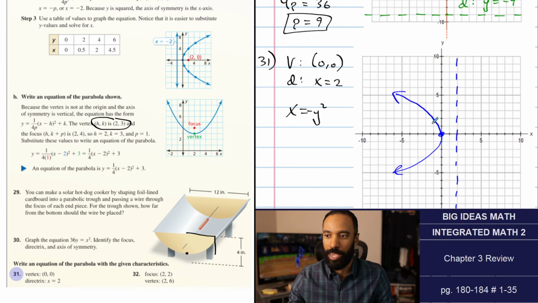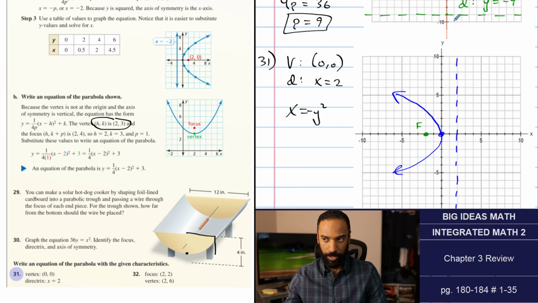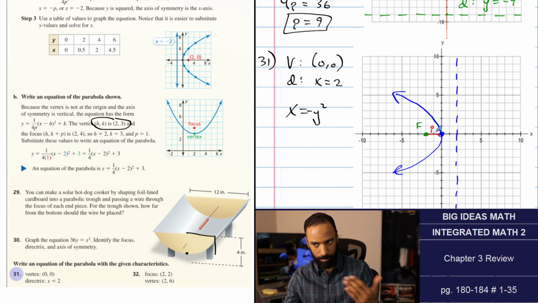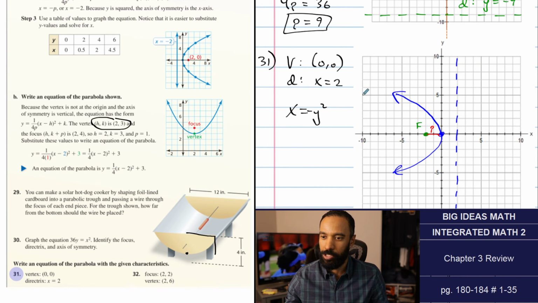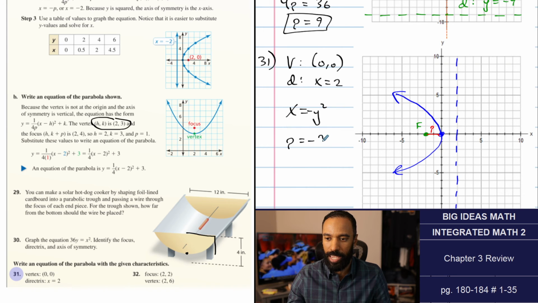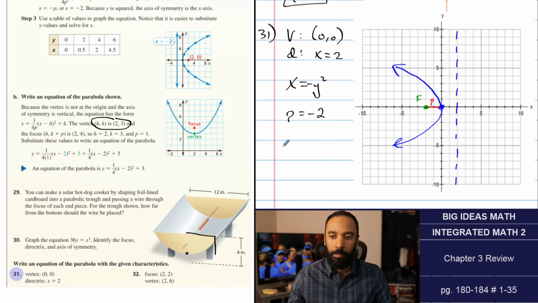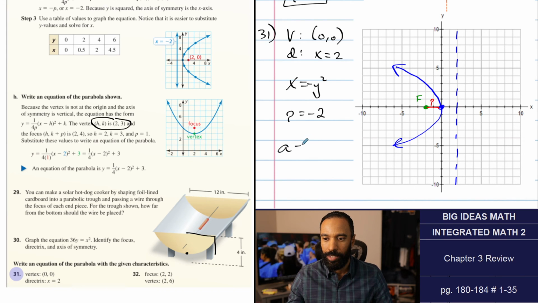Now, the focus, although it doesn't matter, would be right here, right? What does matter is basically the p-value. The p-value is the distance between vertex and focus, or vertex and directrix, but technically this one, because it's supposed to be negative, the p-value is -2. That's what we need to establish. P is -2, and that establishes what A is. So if A is 1 over 4P, A is -1/8.